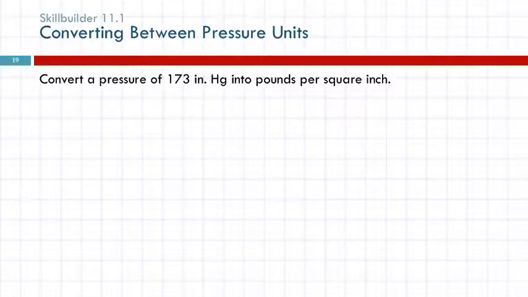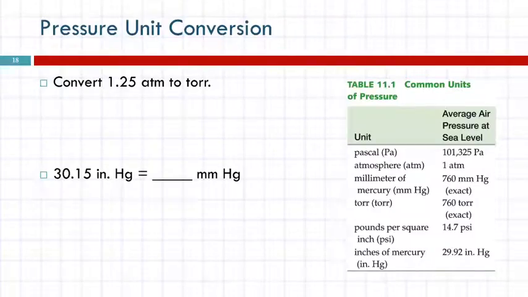Here's another one. Convert a pressure of 173 inches of mercury into pounds per square inch. The table isn't given. The relationship isn't given in the problem. In the homework, you have to go look it up somewhere. On an exam, you need to go look for the conversion at the beginning or by the periodic table. So we're going to look it up. We're going to go back here. Here we have inches of mercury, and PSI is pounds per square inch. So it's 14.7 and 29.92.